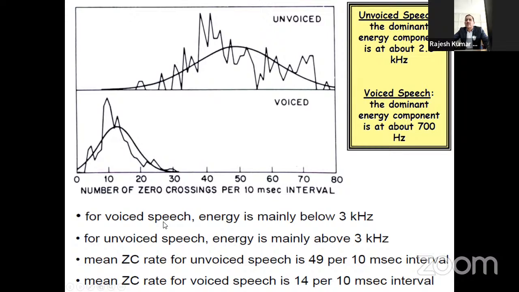For example, for voiced speech, energy is mainly below 3 kilohertz, and for unvoiced speech, energy is above 3 kilohertz. That means the average zero crossing rate for unvoiced is 49 per 10 milliseconds.